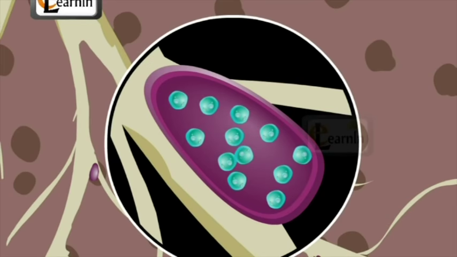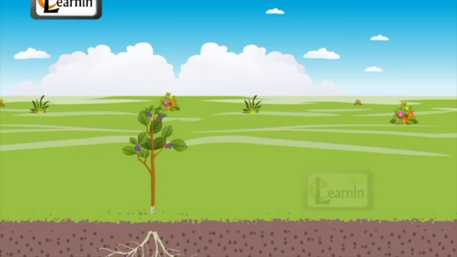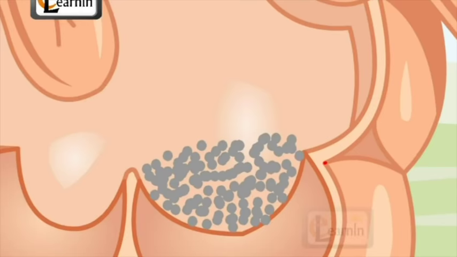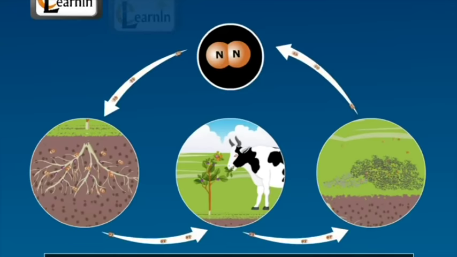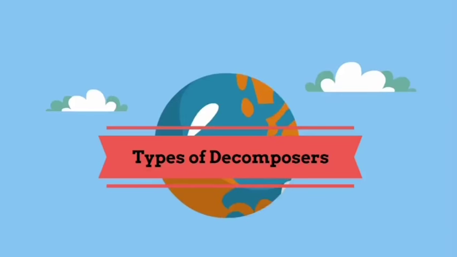After converting this into organic substances, plants utilize them for growth. When animals eat these plants, these substances enter into the animal body. When animals or plants are decomposed by bacteria, nitrogen is released into the atmosphere. This is called the nitrogen cycle.